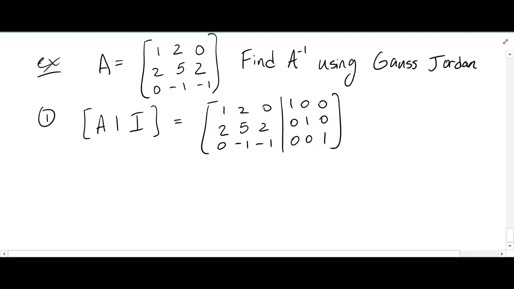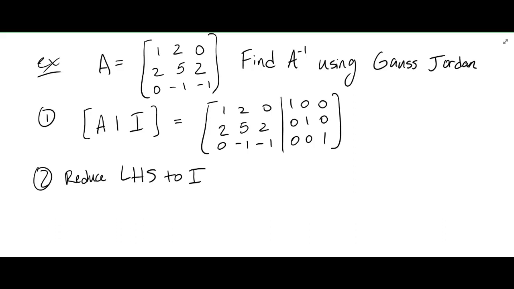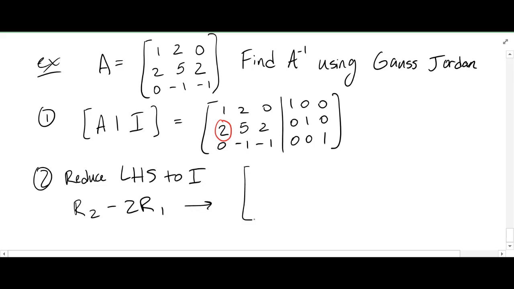And then reduce the left-hand side to the identity matrix. So that means we need to get that to a 0 to start with. So we can do row 2 minus 2 row 1. So 5 minus 4 gives you 1. Get a negative 2 here.